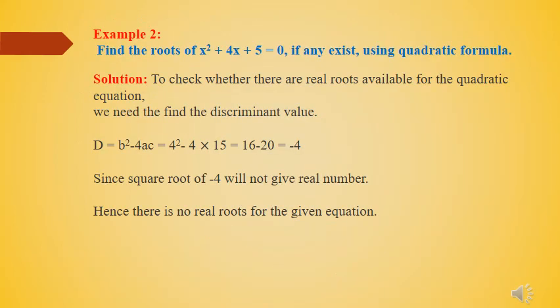This is the second solved example: find the roots of x square plus 4x plus 5 equal to 0, if any exist, using the quadratic formula. We'll use a similar procedure. First of all we find its discriminant. So b square minus 4ac is equal to minus 4, and we already discussed that when the discriminant is less than 0, it means it has no real roots. Hence there are no real roots for the given quadratic equation.